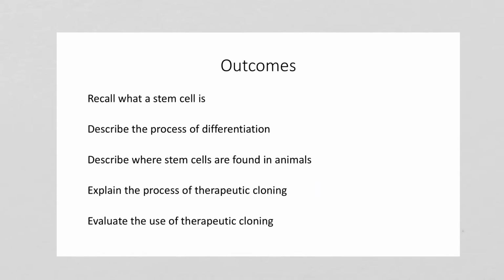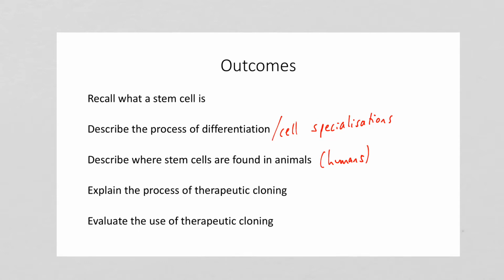We're going to be able to recall what a stem cell is by the end of the lesson, describe the process of differentiation, also sometimes called cell specialization. We're going to talk about where stem cells are found in animals. We're going to be focusing on humans. We're going to explain the process of therapeutic cloning, so what is therapeutic cloning, what's it used for, and then we're going to evaluate the use of therapeutic cloning and get into some ethics as we do that.